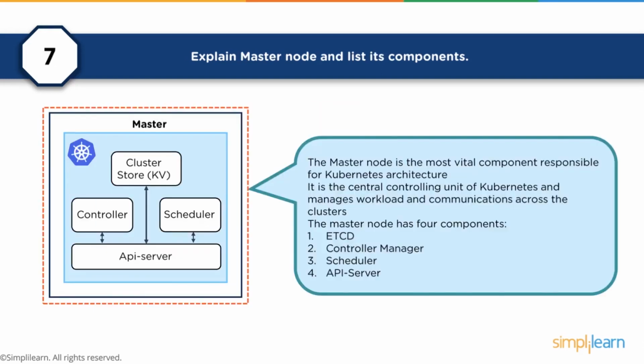So you will be asked to dig into some of the key areas, such as explaining the master node and listing its components. So the master node is comprised of 4 key components. There's the cluster store, the controller manager, the scheduler, and the API server. So 4 key components. Remember, 4 fingers, 4 components.